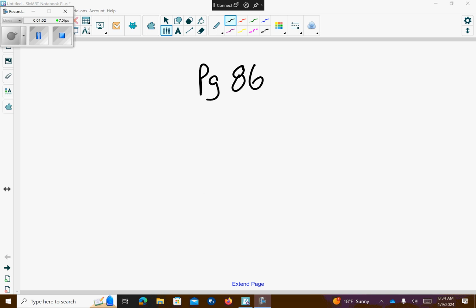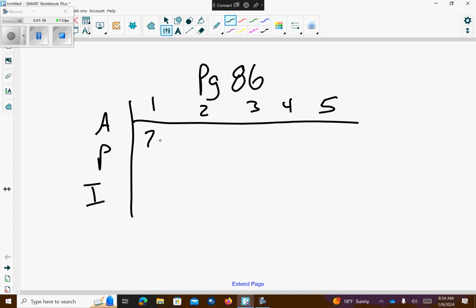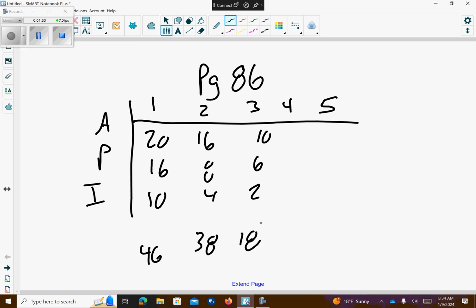All right. So on page 86, they have the Atlantic, the Pacific, and the Indian Oceans, and they have categories 1, 2, 3, 4, and 5 as far as hurricanes go. It looks like 20, 16, and 10 for a total of 46 down this column. 16, 8, and 4 are the category 2s down this column. 10, 6, 2. So that's 38, 18. Category 4 is 5, 5, 1, so it's 11, and then 2, 4, 1, which is 7. That means the totals over here are 53, 39, 18, and 110.